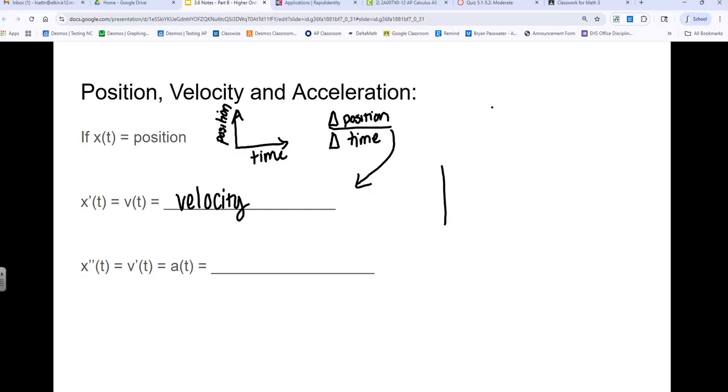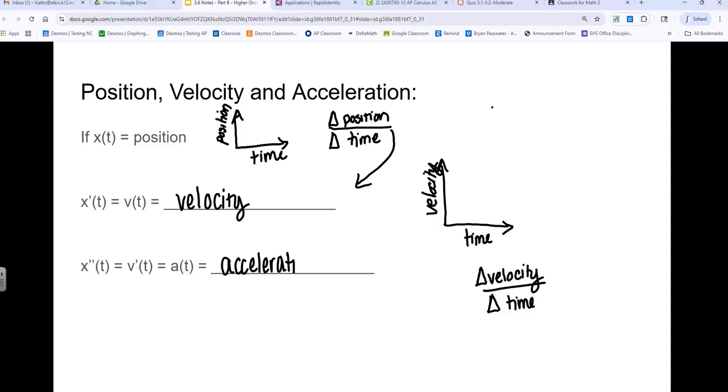So if I think of what my velocity graph would look like, I've got time here, and I've got velocity here. If I want to think about the slope of that, I'd be thinking about change in velocity over change in time. What do we call the change in velocity over the change in time? That is your acceleration. So it's all linked together.